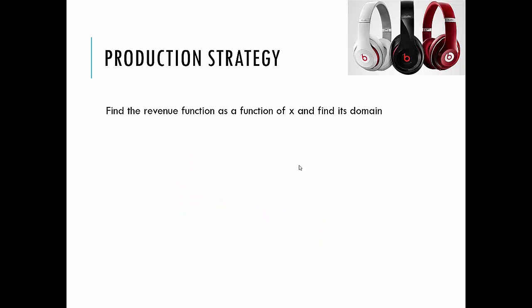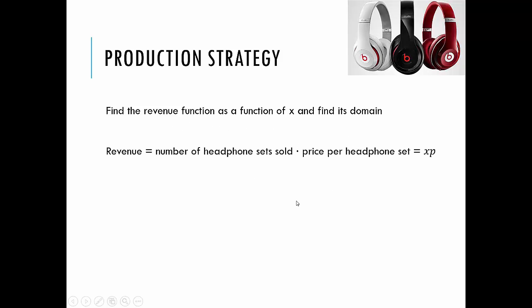Well, hopefully you know where we're going to go with this. We want to make money, right? So we want to look at the revenue and also find its domain. How do you find revenue? You take the number of headphone sets sold times the price per headphone. Well, my number of headphones, that's my X. We already, and you can see now why we like to solve this for P, have our price demand function I can plug in here, and that gives me my revenue. Now your domain doesn't change. So your domain stays the same from what you found with your price.